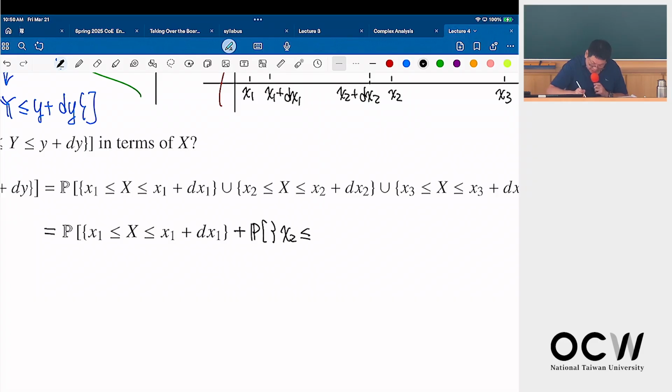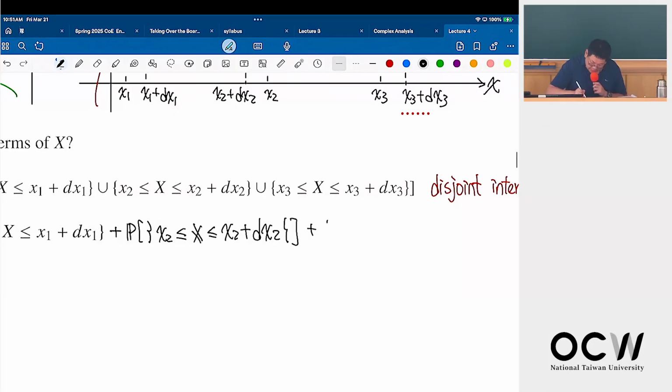Plus the probability that my x is between x2 and x2 plus dx2. And the probability that x is between x3 and x3 plus dx3.